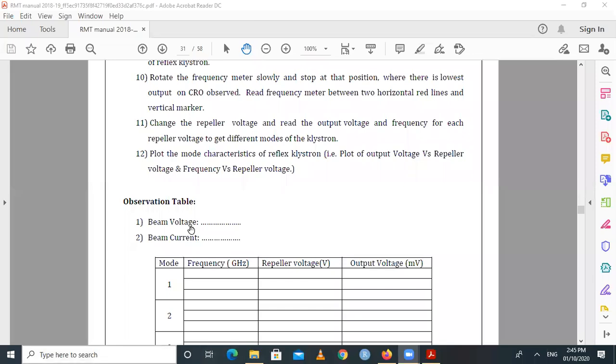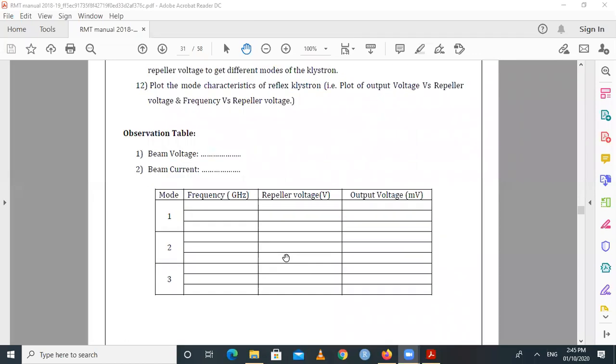See here, initially we are setting beam voltage to 250 volt, and beam current is 18 milliampere. There is a restriction on beam current, that is beam current should not be more than 25 milliampere. So when the filament gets heated, the beam current is increasing. When it is greater than 25 milliampere, then we have to close the Klystron power supply, and then it needs to be cooled. And after that again you have to perform the experiment. So the procedure is the same.